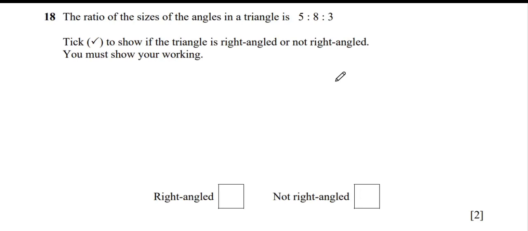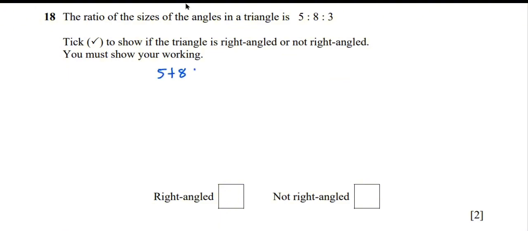Question 18 is a question on ratio. We are given that the ratio of the size of angles in a triangle is 5:8:3. We should show whether the triangle is a right angle triangle or not. What makes a triangle a right angle triangle? All we need to do is find out if any of these angles will give 90 degrees. That is what will make it a right angle triangle. Okay, let's solve that.